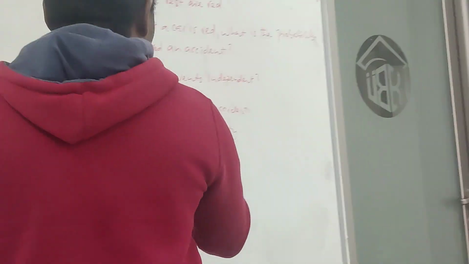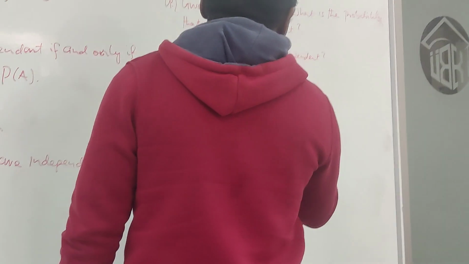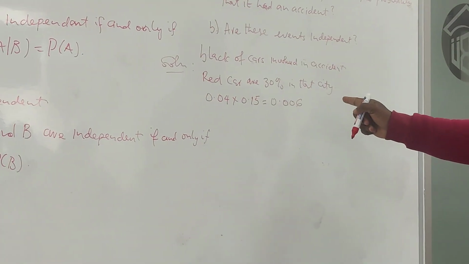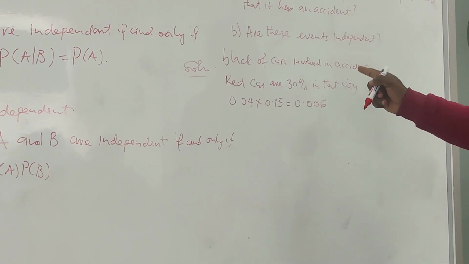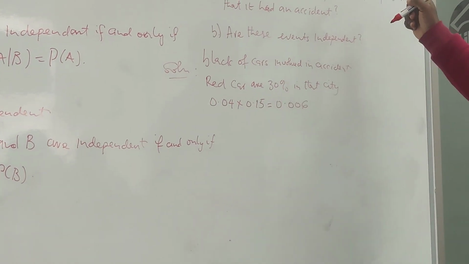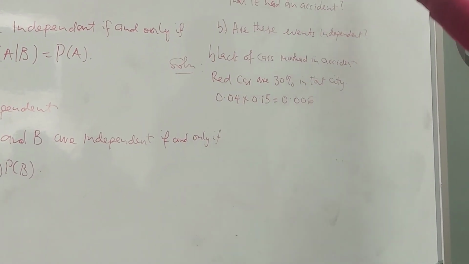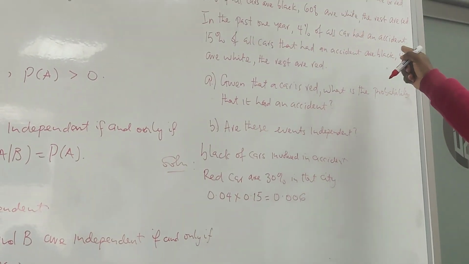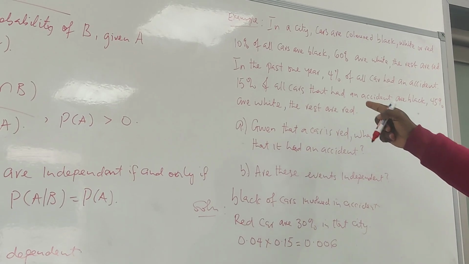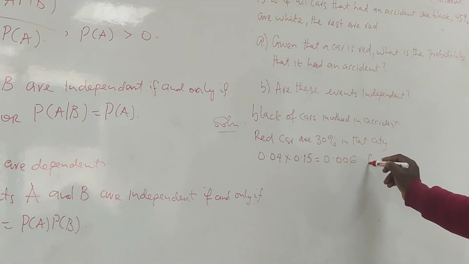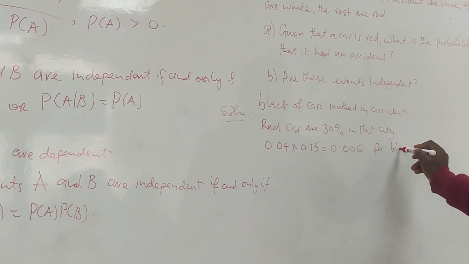So we have 0.006. These are the percentage or the probability of cars that are black cars. Am I right? 4% of all cars had an accident. 50% of the cars that had an accident are black. So this is for black cars.